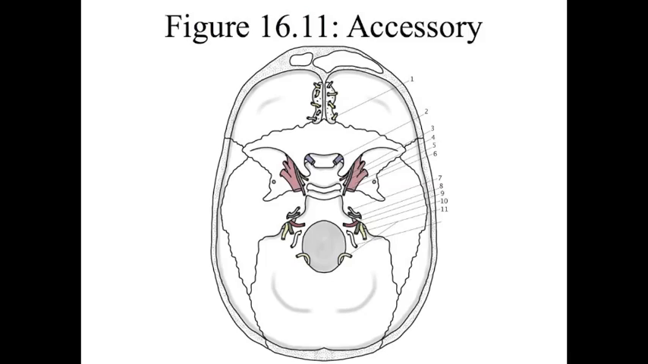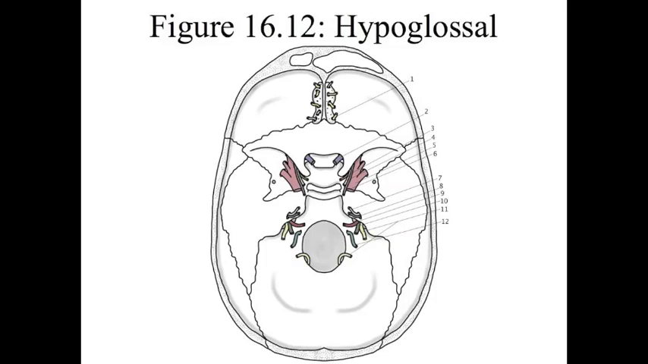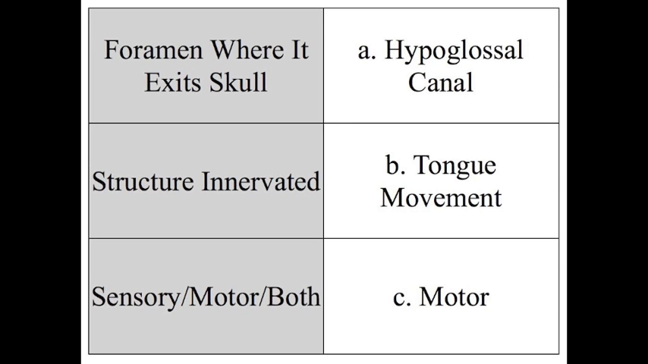Number 11 is the accessory nerve. It has 2 roots, so it exits the skull from 2 places. The cranial root exits through the jugular foramen. The spinal root exits next to the spine through foramen magnum. It innervates the trapezius and the sternocleidomastoid muscles, and therefore it is a motor nerve. Number 12 is the hypoglossal nerve. It exits the skull through the hypoglossal canal. It innervates tongue movement. My anatomy teacher used to tell us it was the makeout nerve. And it is a motor nerve.